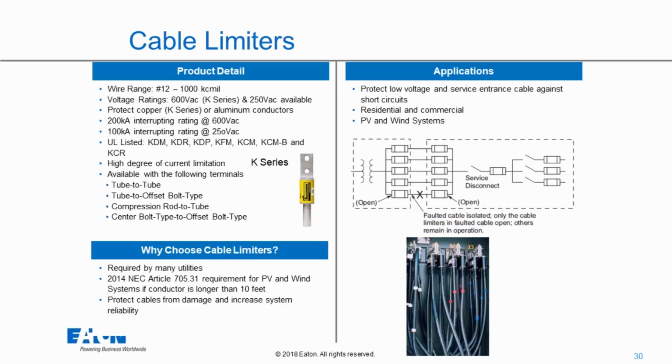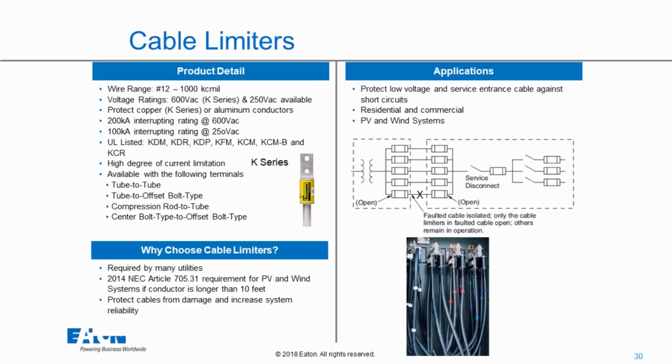So if I have a 500 MCM cable that's copper, there's a specific cable limiter just for that cable. If I've got a 1-aught, there's a specific cable limiter just for that. And they are nice because they're distinguished by their short circuit current capabilities. They have a high level of current limitation. They're available with a bunch of different connections: tube to tube, tube to offset, compression rods. So there's a lot of different ways to configure and mount these.